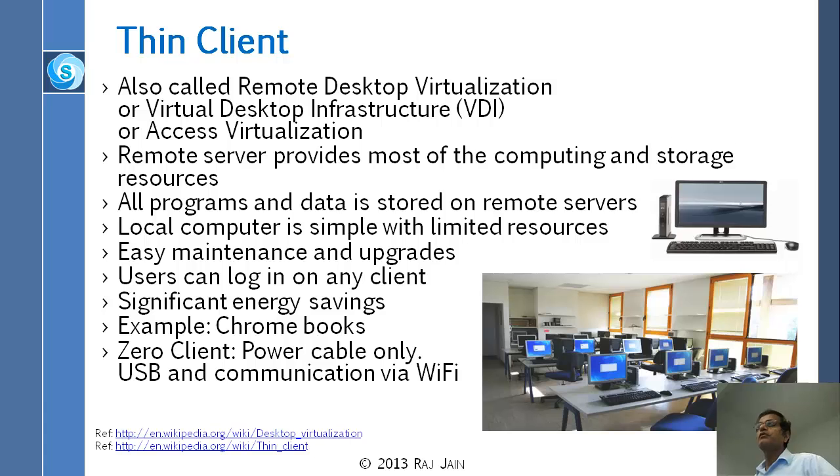Examples are Chromebooks. Chromebooks were designed with this idea in mind. In Chromebooks, all you run is a browser, Chrome, and then everything is done in the background. But there was only one problem with those, that you needed three cables: one Ethernet cable, one power cable, one USB, and all that. So now we came up with something called zero client, which is thinner than the thin client. In a zero client, there is only one cable, which is the power cable. Networking is by Wi-Fi, and USB is also coming by Wi-Fi.